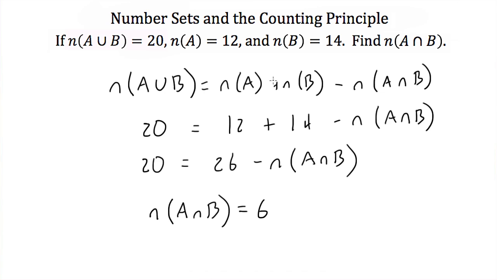Now you may be given any different number or every different element of this equation, but usually it's just an addition and you just have to solve for the missing part. In this case, we solved for the intersection, and that was equal to 6.